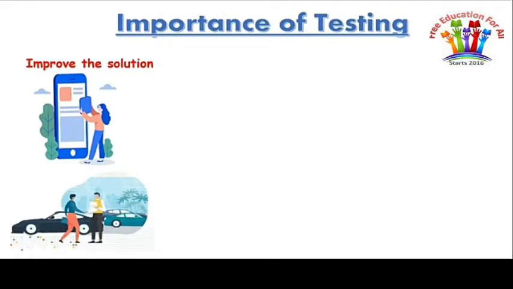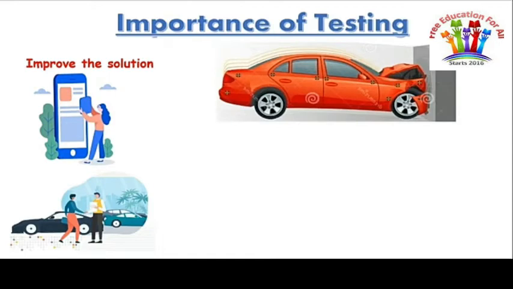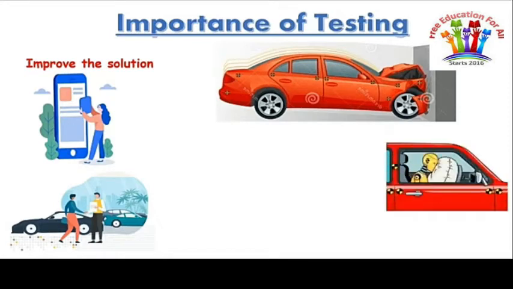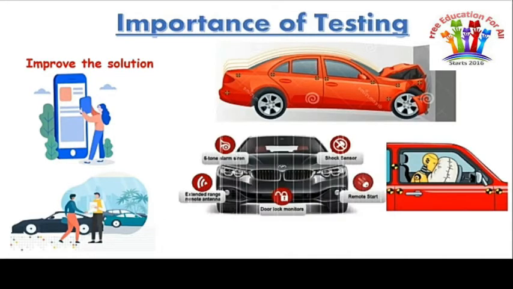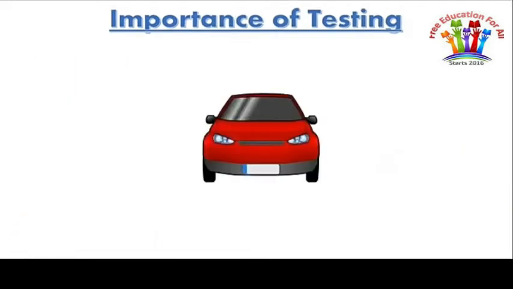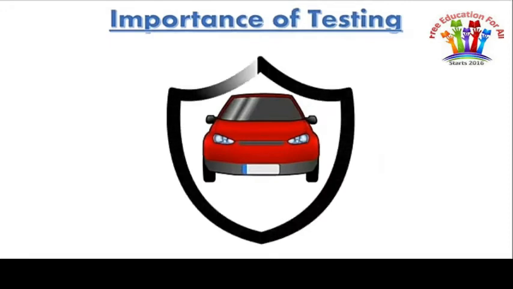For example, you want to launch a car in the market. First you will put a robot, and then you will run your car through the robot. When your car runs, you check whether your airbag is working or not, and the different security systems of the car, whether they are working or not. When all these tests are completed, and you are satisfied that this is okay, at that time you will launch your car in the market.